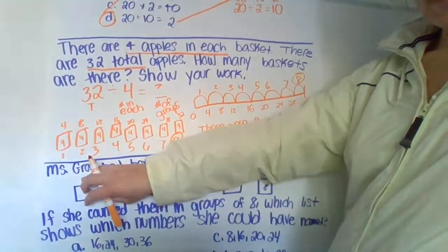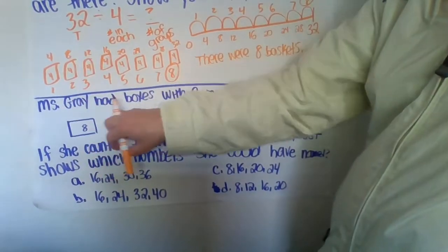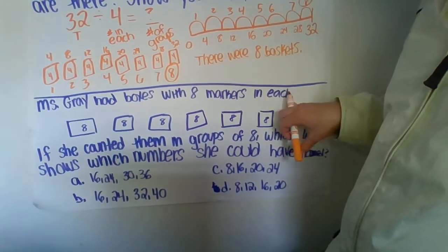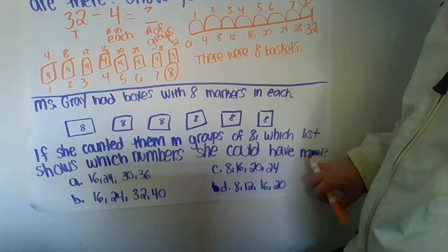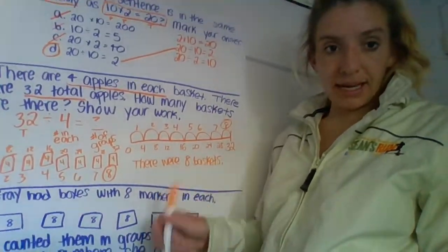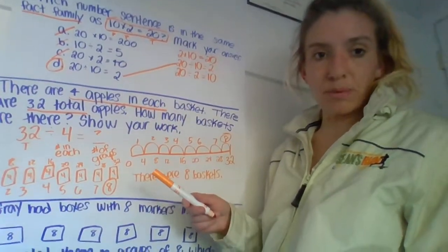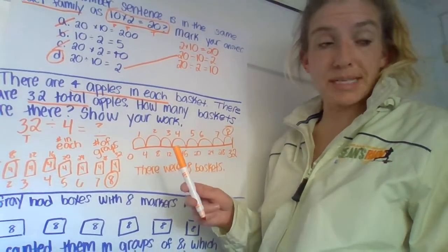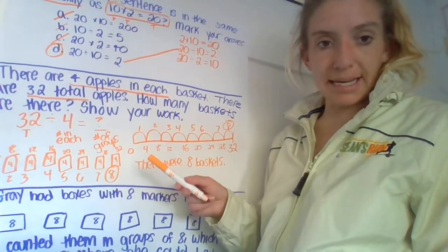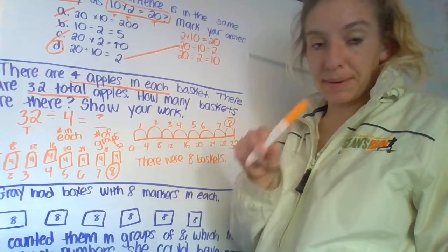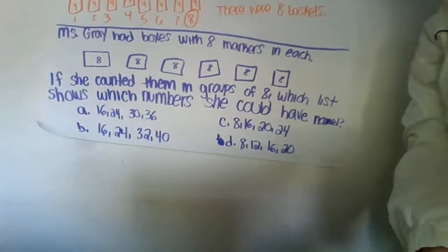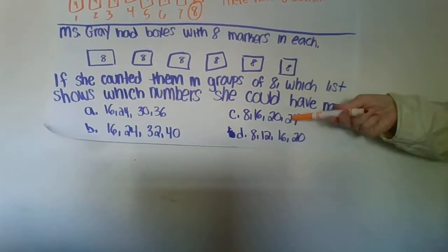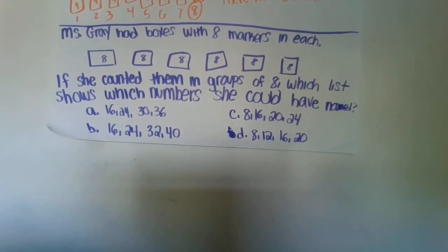All right, this problem says Miss Gray had boxes with 8 markers in each. If she counted them in groups of 8, which list shows which numbers she could have named? Same thing as with the first problem. With multiple choice, you always want to try and solve it yourself to see which multiple choice answer matches best. That way you won't get tricked. Okay. I'll give you a couple minutes to solve that problem. Remember, solve it before you check the multiple choice.